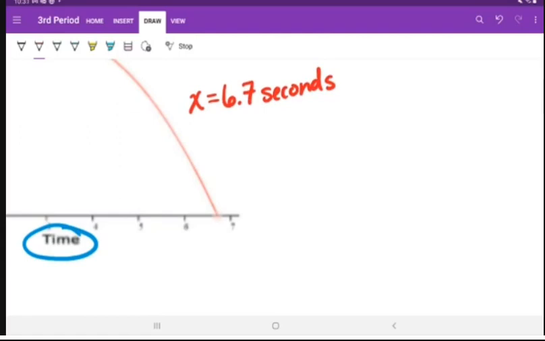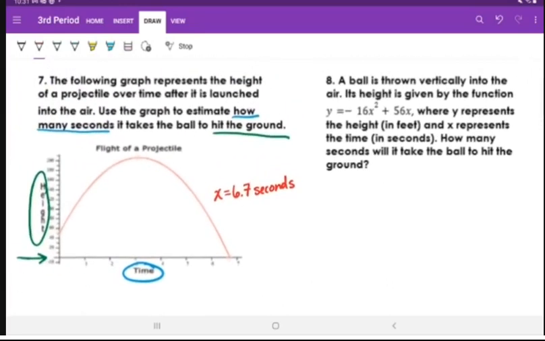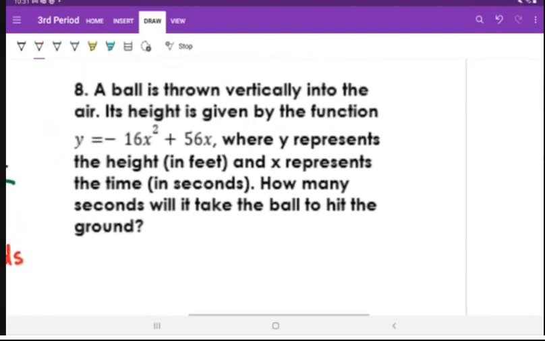So although this was formatted like a word problem, it really wasn't a problem that we had to do a lot of thinking about. You just look at the picture, you find your x-intercept, you find your root, and that's your answer. Number 8 is exactly the same way. I promise. It's exactly the same as number 7. The only difference is they don't give you a picture. You have to make the picture on your calculator.